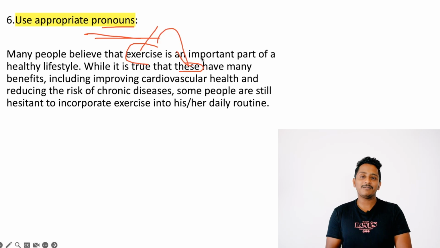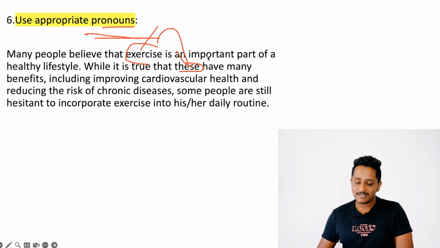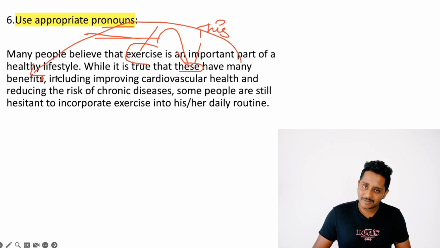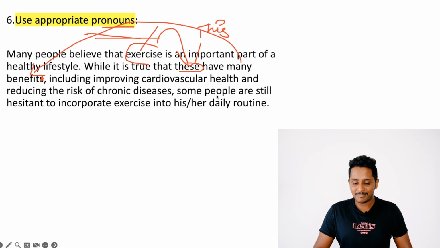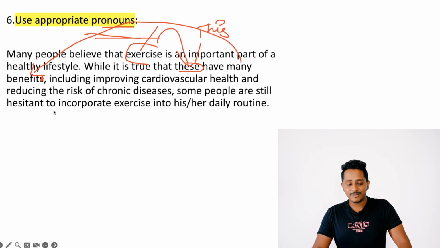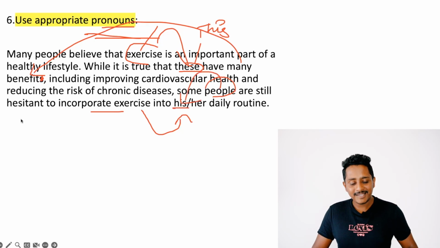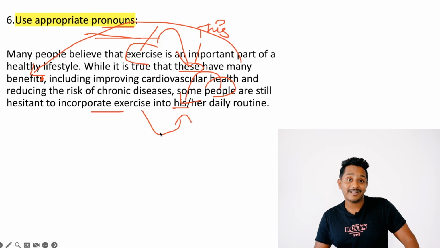This also comes under coherence and cohesion mistakes. This has to be this. And people may sometimes write have many benefit. No, many always goes with benefits, and then including and so on. Some people are still hesitant to incorporate exercise into. People is more than one. His or her is one person. People hesitate to incorporate exercise into their routine.